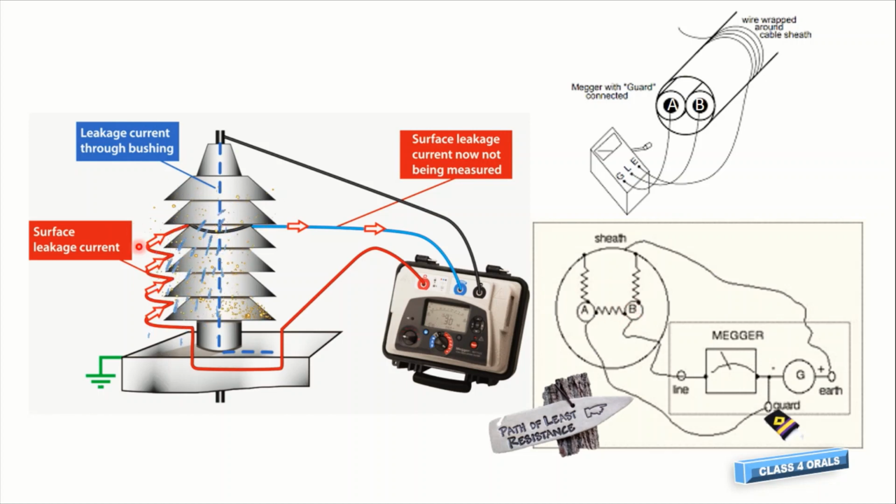So you can see here also the guard terminal is being connected to the superficial leakage current, and it is actually not interfering. So we are getting the true value of the IR. I hope this guard connection is understood well.